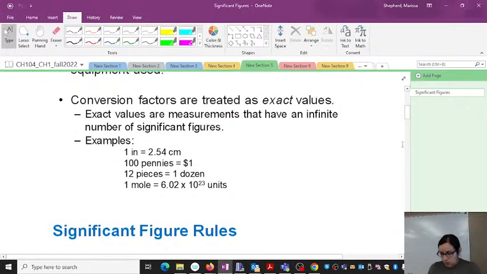And then as you determine how many sig figs you're working with, just know that conversion factors are always treated as exact values. So for instance, if you were converting between inches and centimeters, you wouldn't count this as 1 sig fig and then destroy all your sig figs. It's just a conversion, so it's just exact. Same thing with a dozen, it's just 12 pieces equals a dozen. Don't need to worry about sig figs. And eventually we'll get to a mole is equal to 6.02 units. And again, not worried about sig figs. These are just our conversion factors.